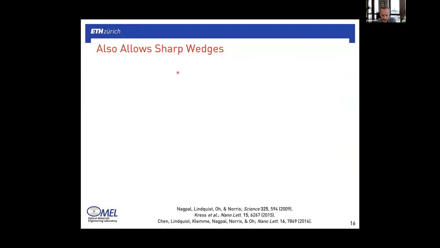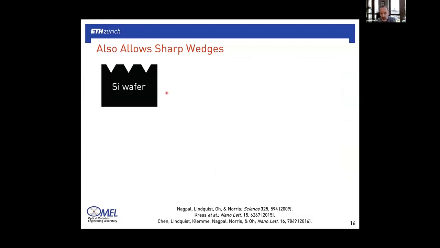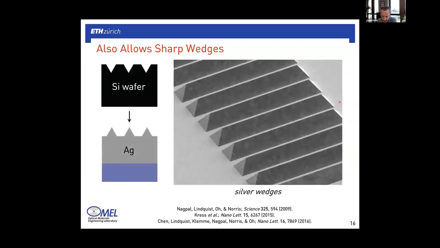Now, in addition to the sharp tips and the pyramids, this same technique can also allow one to make wedges. So instead of having circular openings in your mask, you can basically have slits and make V grooves. Again, very common, well-known trick in clean room. And so if you then do this same template stripping off of these V grooves in the silicon wafer, then you can make such wedges from silver.